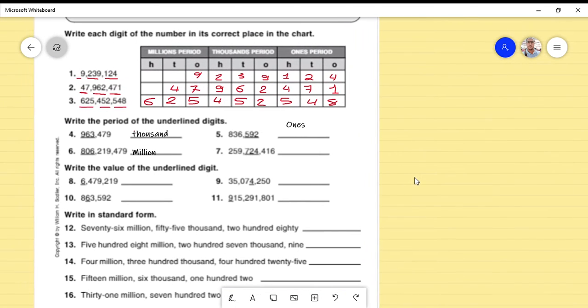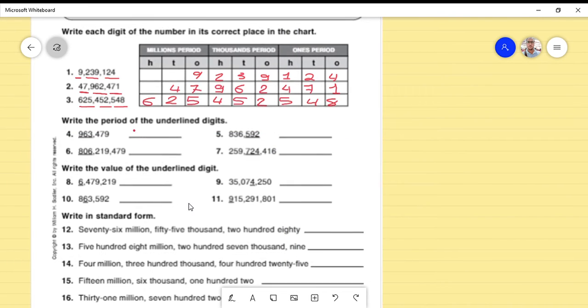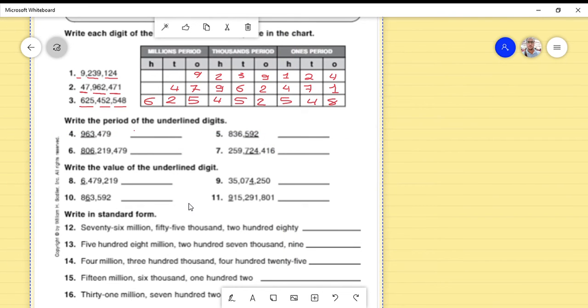Question number 7. Here is 259,724,416. So look here, 724 will be in what period? In the thousand period. Okay, so we'll write thousand here. So let's move to question number 8.